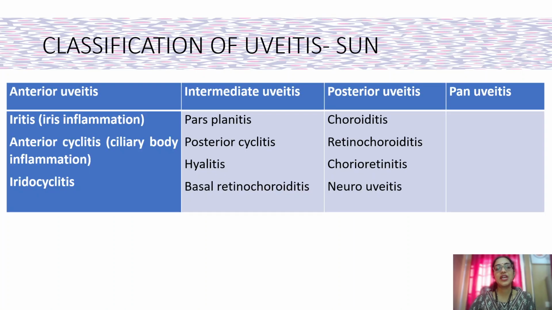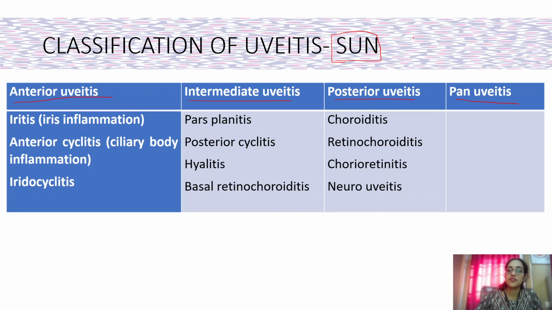To understand uveitis, classification is based on the location of primary inflammation. If the primary site of inflammation is the iris and ciliary body, it is referred to as anterior uveitis. If it is the pars plana, it is called intermediate uveitis. If it is the posterior segment, we call it posterior uveitis. And if all parts of the uvea are involved, we call it panuveitis. This classification is given by the SUN group, which is known as Standardization of Uveitis Nomenclature.